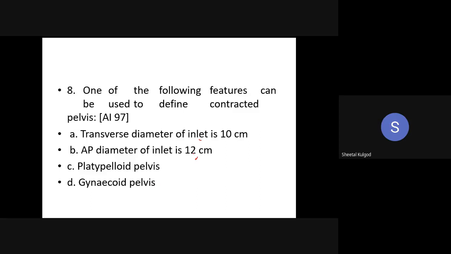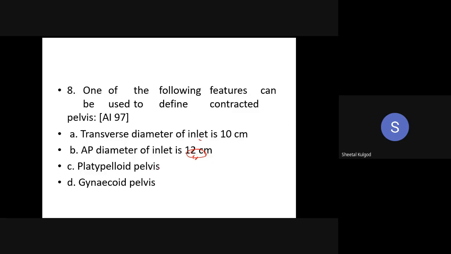So what we are concerned with here is the obstetric conjugate, and the obstetric conjugate normally is about 10 to 10.5 centimeters, which is the cutoff or the critical value. So if the anterior posterior diameter of the inlet has to be less than 10 centimeters, then only we say it is a contracted pelvis according to the definition. But here they have given that the anterior posterior diameter of the inlet is 12 centimeters. So this will not form the criteria for contracted pelvis.